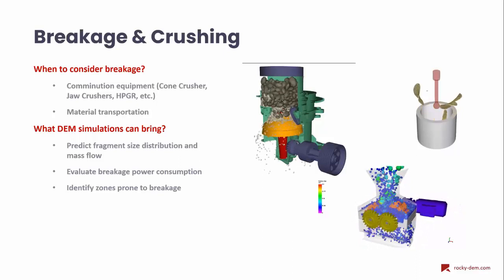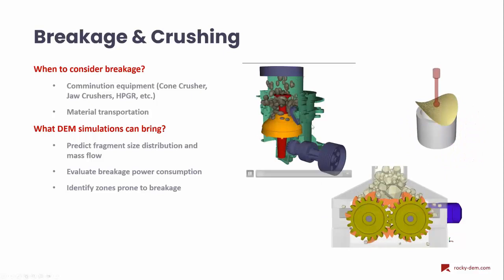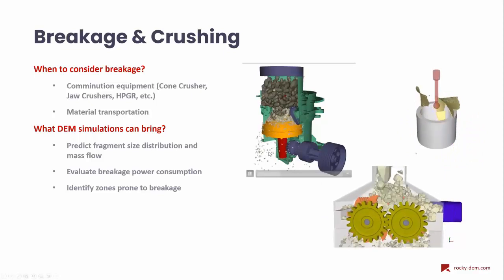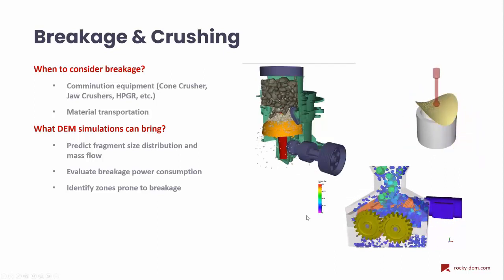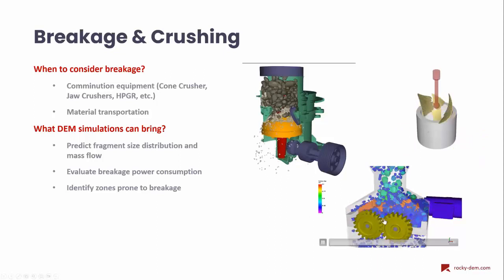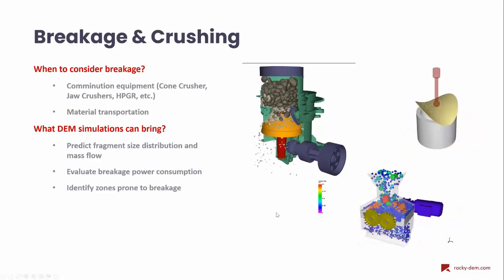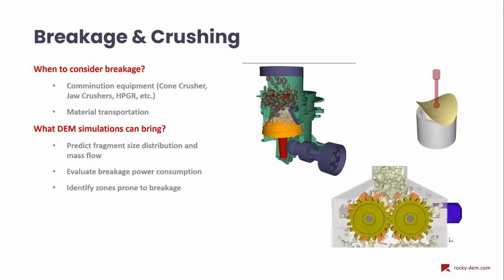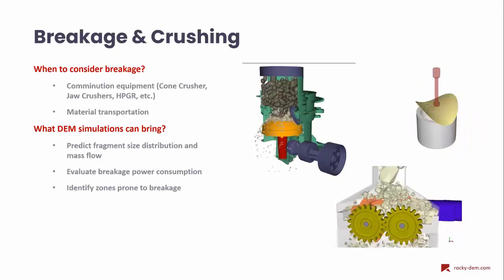This model can be used to predict fragment size distribution and the mass flow of the products, in the example here of a cone crusher. We can evaluate the power consumption required to break the particles, in this roller crusher here for example, or even identify where breakage is happening in equipment. We can evaluate in a certain chute where breakage is occurring and how to minimize such events.